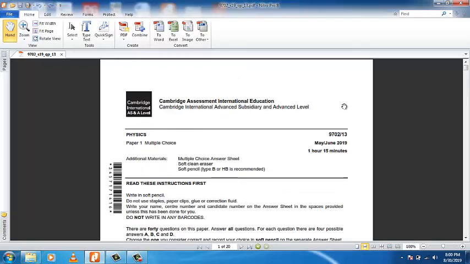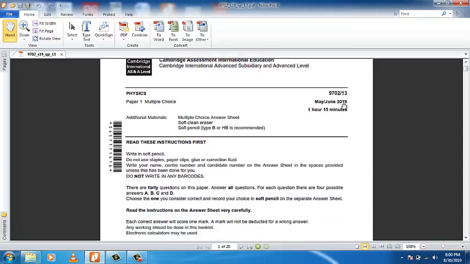Hello, so this is Physics A-Levels, May-June 2019, variant 13, and the physics code is 9702. So let's start.